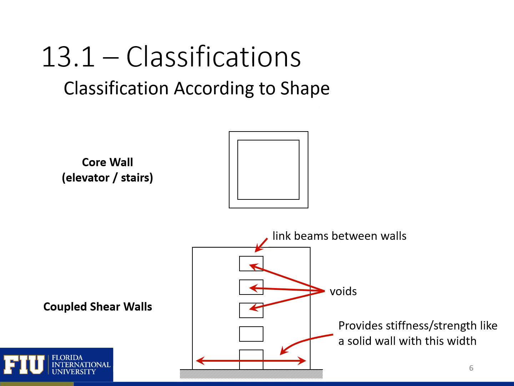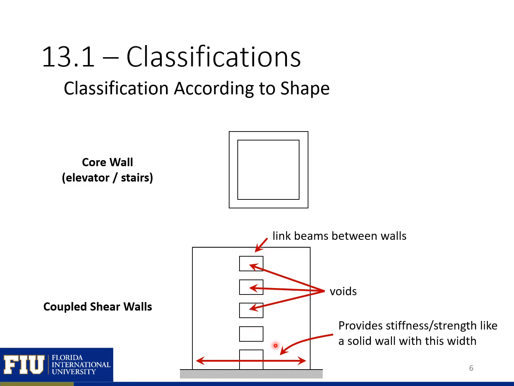Two subcategories of lineal shear walls are core walls, where we have a system of four lineal shear walls creating a kind of lateral load resisting core, which would typically be placed around an elevator or stairs. And then you can also have coupled shear walls, where you're essentially taking two lineal shear walls and coupling them together with these link beams in between.